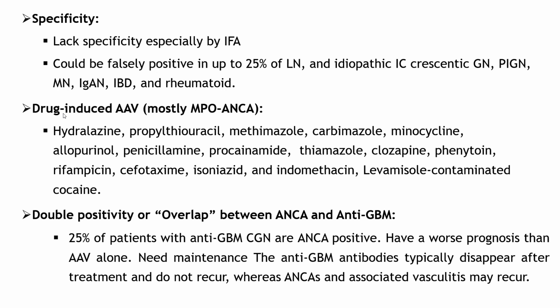In some cases, there is an overlap or double positivity between ANCA and anti-GBM. 25% of patients with anti-GBM crescentic glomerulonephritis are also ANCA positive. And those patients have a prognosis which is between ANCA and anti-GBM. So it is a worse prognosis than ANCA-associated vasculitis alone, but it could be better than anti-GBM. And the important thing is those patients need maintenance therapy. The patient who has only anti-GBM disease doesn't need maintenance therapy, as anti-GBM is not a relapsing disease. But if the patient has double positivity, they will need maintenance therapy.